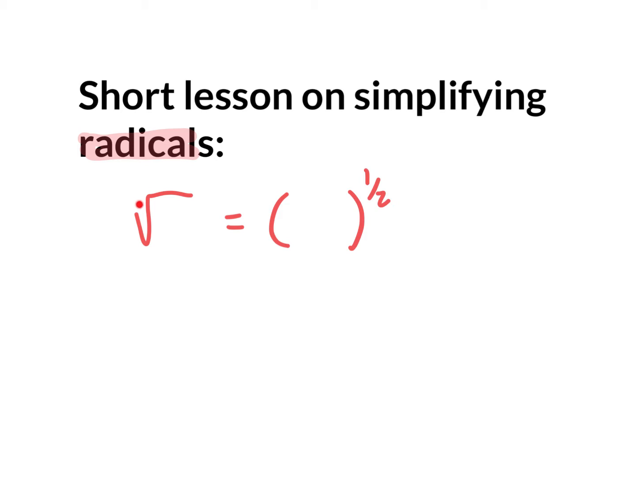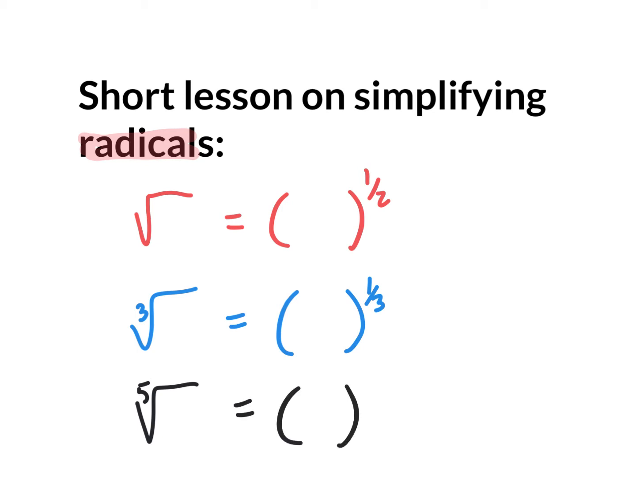There's technically an invisible 2 right here. Now, when we want to refer to something as the third root, then we would put a little 3 right there. And the third root is really the power of 1/3, okay? Likewise, the fourth root or fifth root or sixth root or whatever root you want, that will be the power of 1 over whatever that root is, in this case 5, okay?